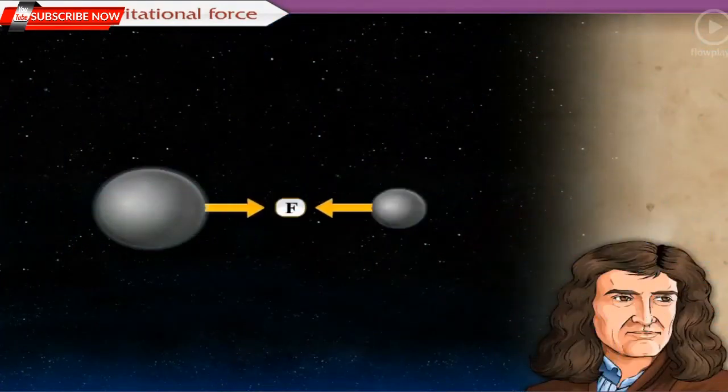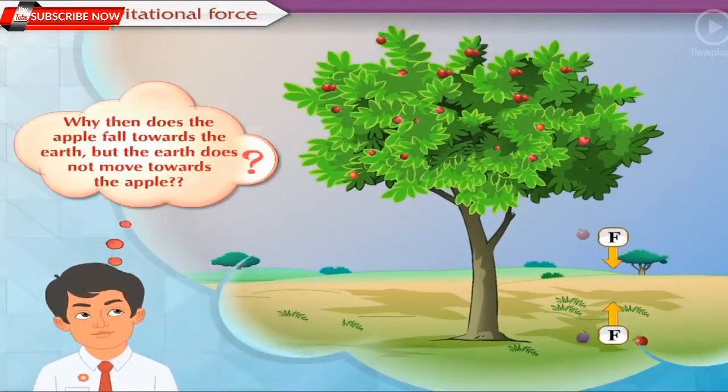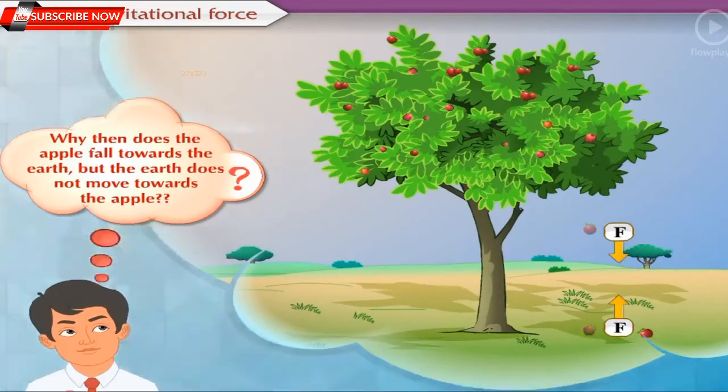According to Newton's law of gravitation, every object attracts every other object. Thus, if the Earth attracts an apple towards itself, then the apple also attracts the Earth towards itself with the same force. Why then does the apple fall towards the Earth, but the Earth does not move towards the apple?